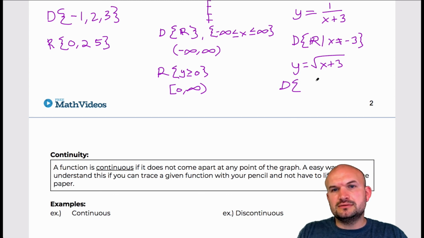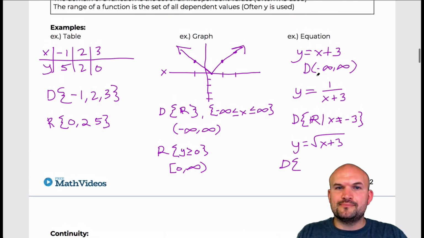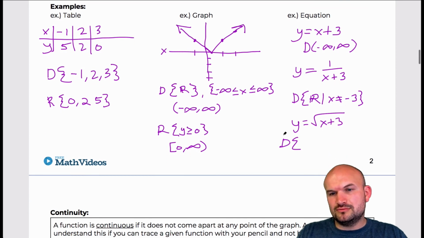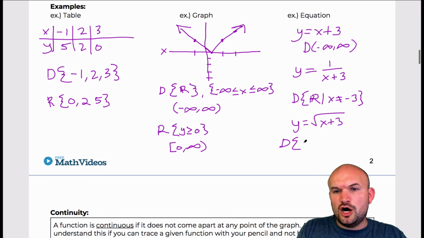identifying the domain and range. Okay, we'll come over that. So the domain here is going to be all x values that are greater than or equal to -3.